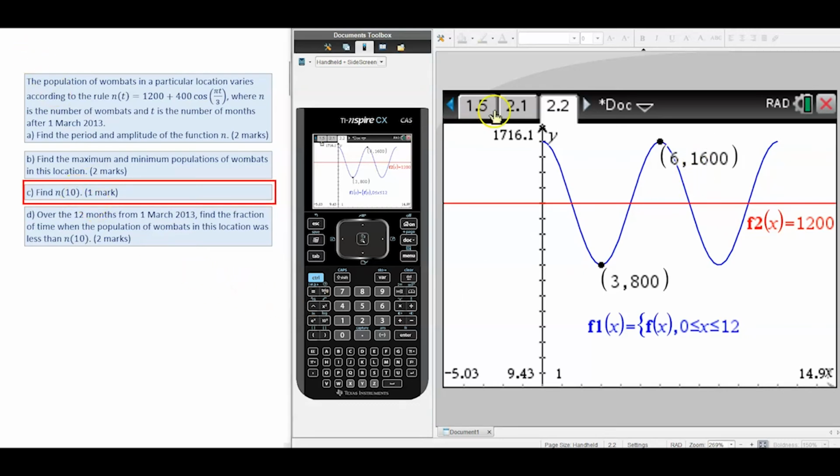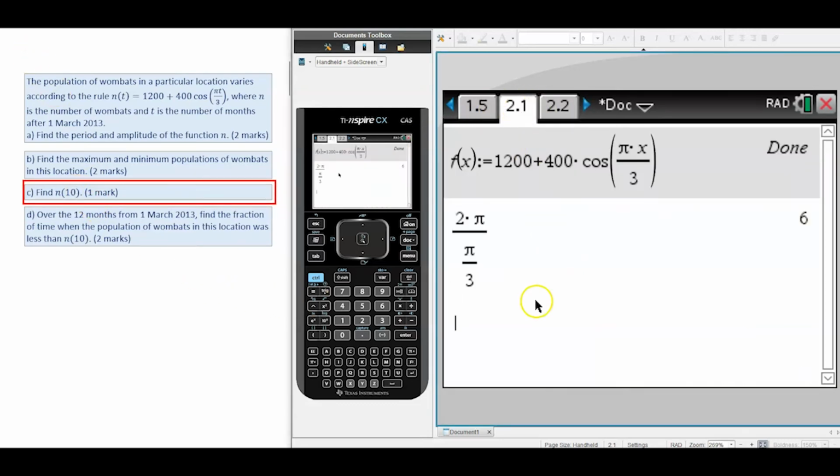So we're subbing 10 in for x. I'm going to go back to my calculator page, and all I have to do is do f bracket 10, just as the question states, and I would type in 1000.